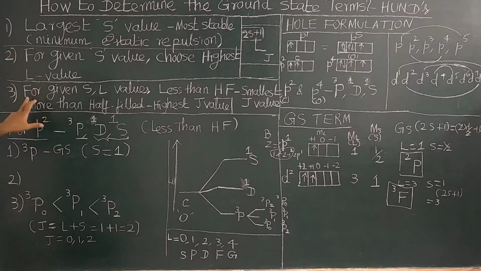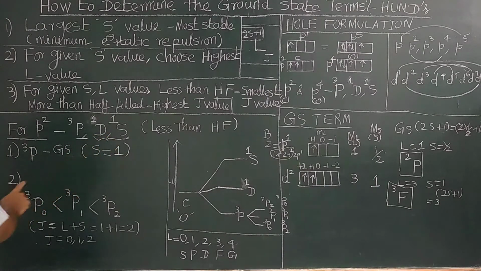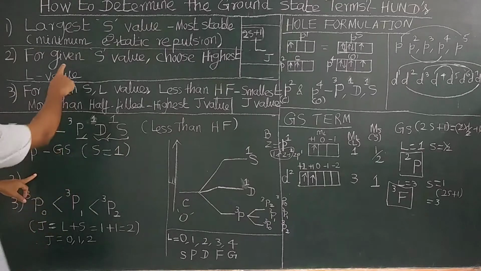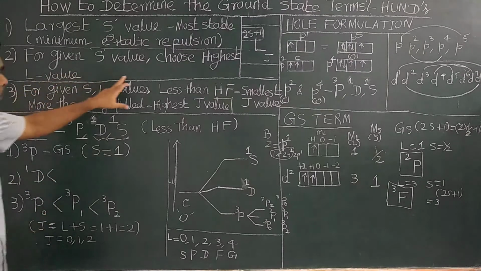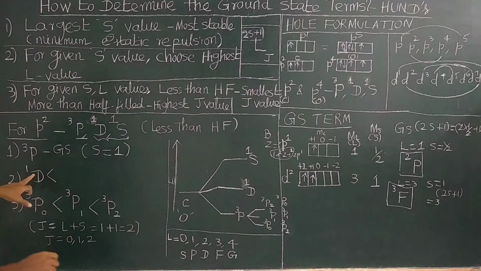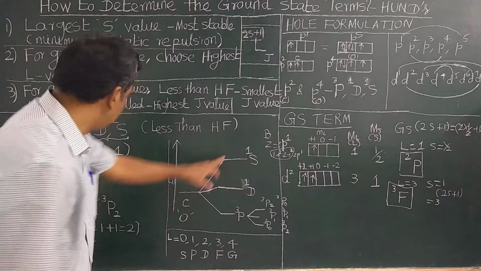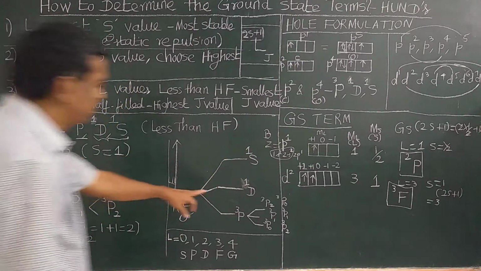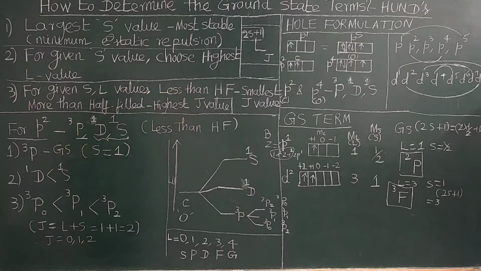Next, 3P is the ground state, S equal to 1. And the next state, by applying this rule for a given S value, choose the highest L, is 1D. So I have drawn here: 1D is the first excited state, and 1S is the second excited state.